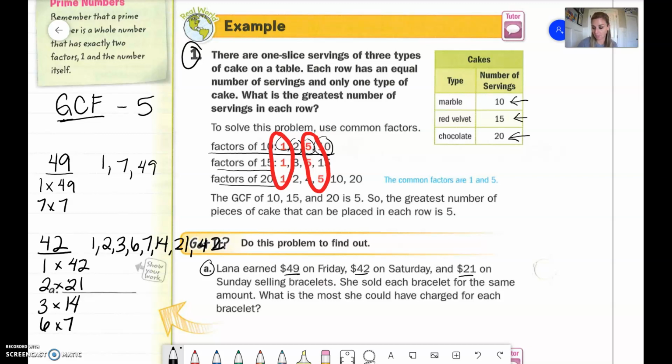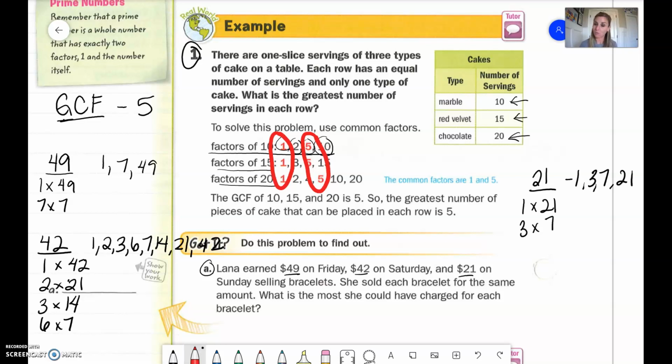Okay, so I've done 49, I've done 42. Let's do 21. I'm going to do 21 over on this side. Again, if I'm going too fast, hit pause and then come back to it. So 21. 1 times 21. 2, nope, 3, yep, 3 times 7, 4, nope, 5, nope, 6, nope, 7. I'm back to where I started. So here these are 1, 3, 7, and 21.